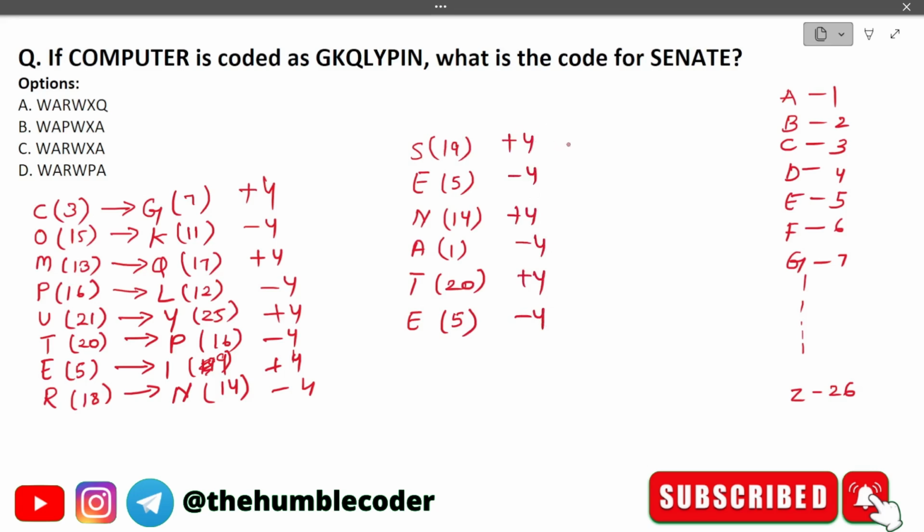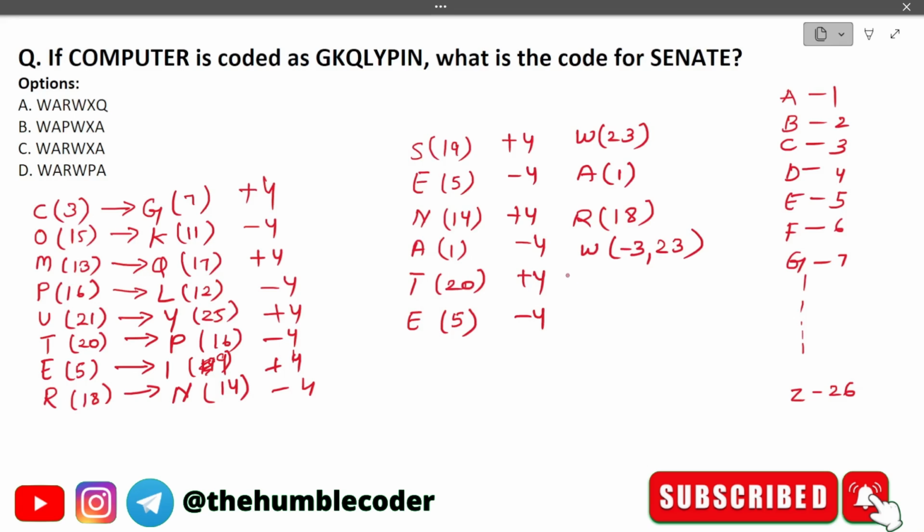So S plus 4 is W, which comes at position number 23. E minus 4 is A, which comes at position 1. N plus 4 will be R, which is at 18th position. Now in this one, A is at 1 and minus 4 gives minus 3. So how do you subtract? You subtract from the total, counting from the end: 26 minus 3 is 23. So on 23 we have W. So either consider minus 3, or the 23rd position, and I told you how to calculate the 23rd position.